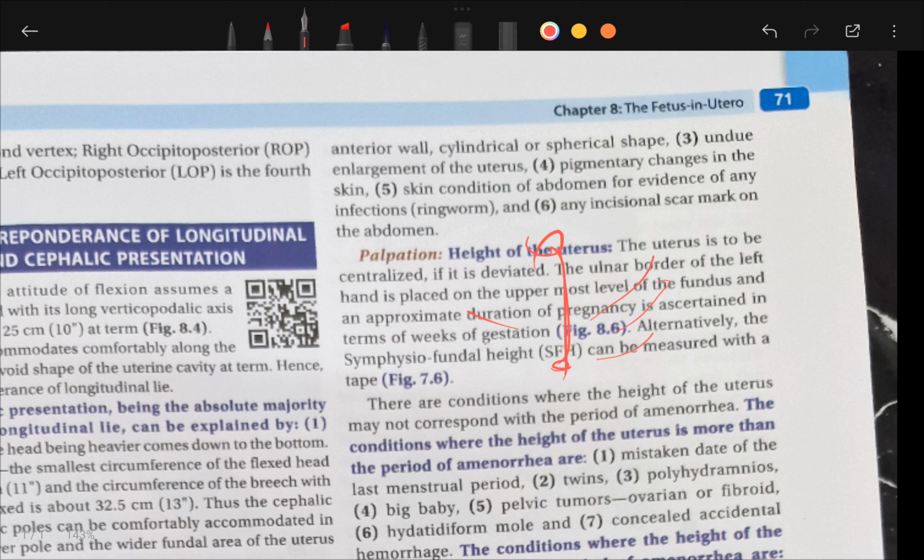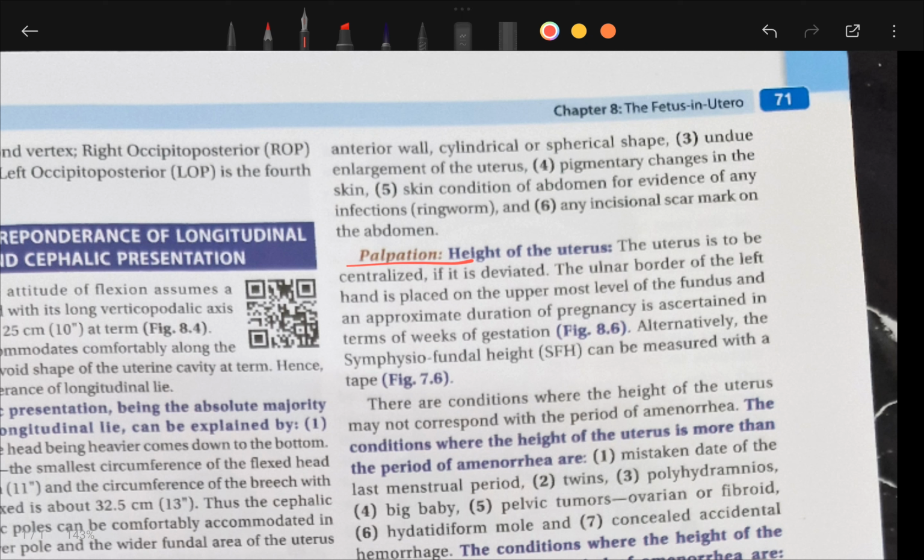nigra. You see striae gravidarum, striae albicans from previous pregnancies, all marks, and you see surgical scars. These are the pigmental changes in the skin, and the skin condition of the abdomen, evidence of any infection like ringworm. Any incision scar mark on the abdomen indicates a previous LSCS, lower segment cesarean section. All this you see by just looking at the abdomen.